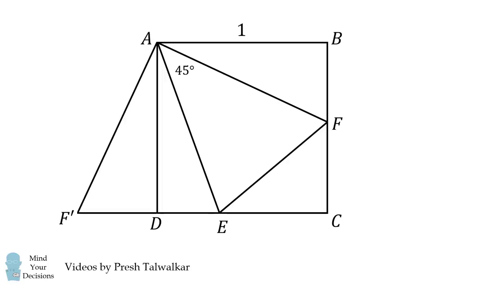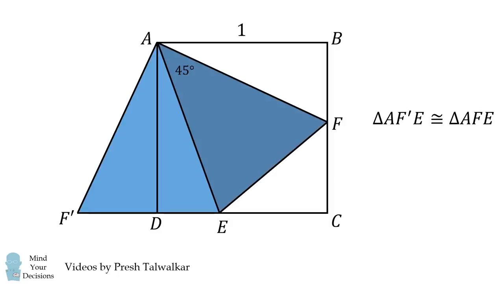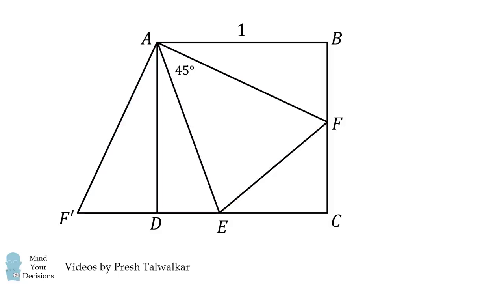Construct triangle AF'D. Recall that triangle AF'E is congruent to triangle AFE. Let's label some lengths. First, suppose that BF has a length equal to x. This means DF' also has a length equal to x. Now, FC must have a length equal to 1 minus x because the entire side BC has a length equal to 1. Next, suppose that DE has a length equal to y.